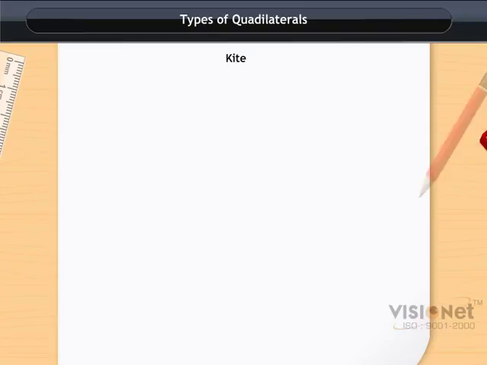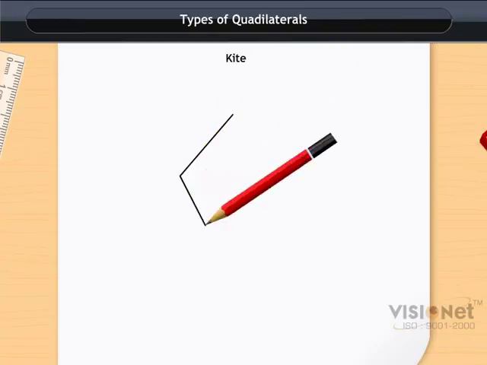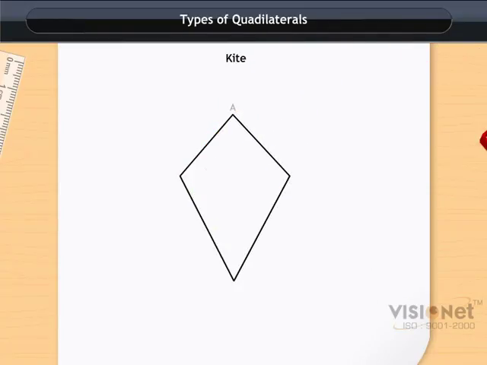A kite is a quadrilateral whose adjacent sides are equal. That is, AB equals AD and BC equals CD.